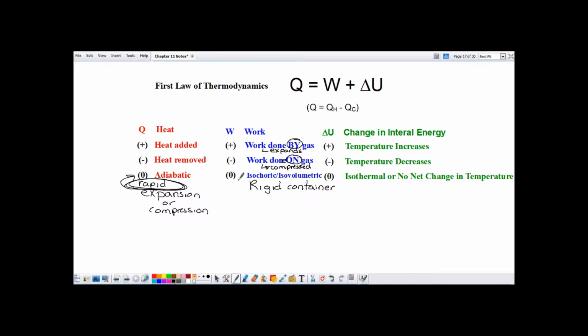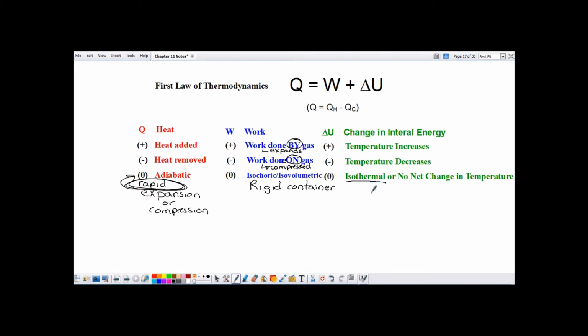Lastly, we need to look at the change in internal energy. The change in internal energy is directly proportional to temperature, so we can look at the temperature to figure out whether this change in internal energy was positive or negative. If the temperature increases, that's a positive change in internal energy. If the temperature decreases, it's a negative change in internal energy. If the process is isothermal, remember that means there's no change in temperature, then the change in internal energy is also zero.